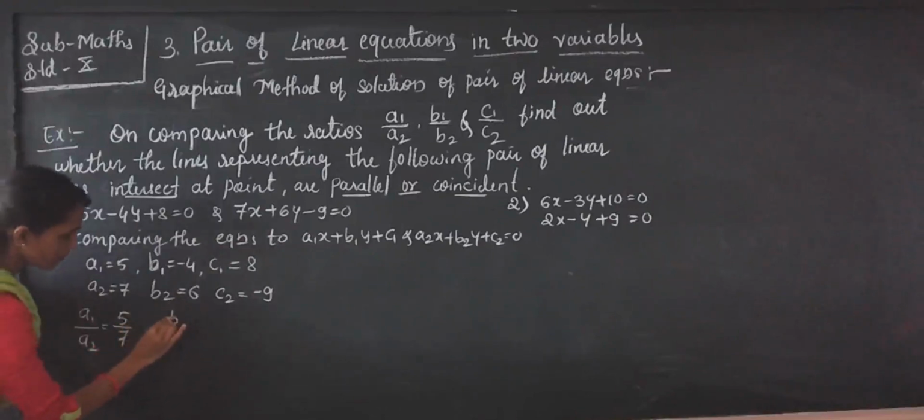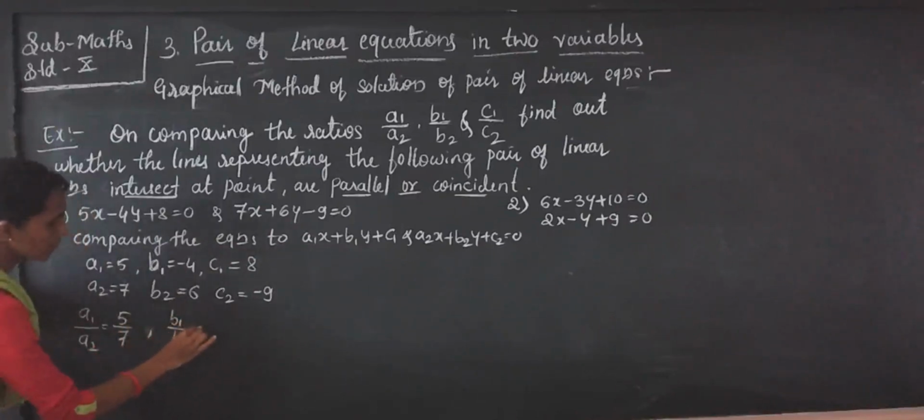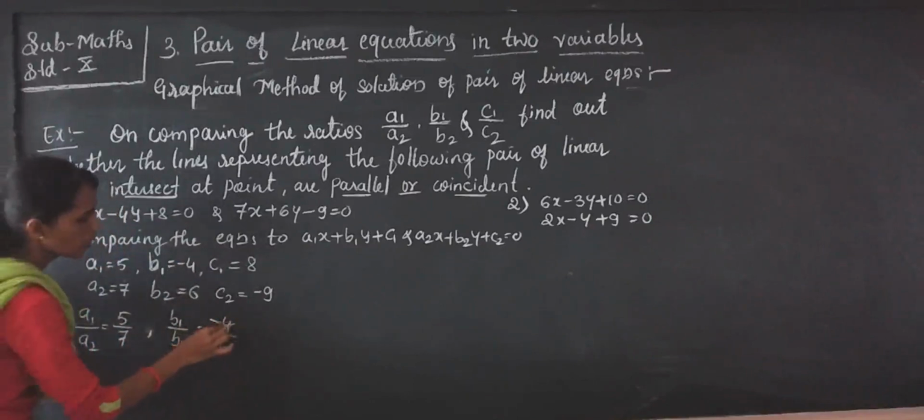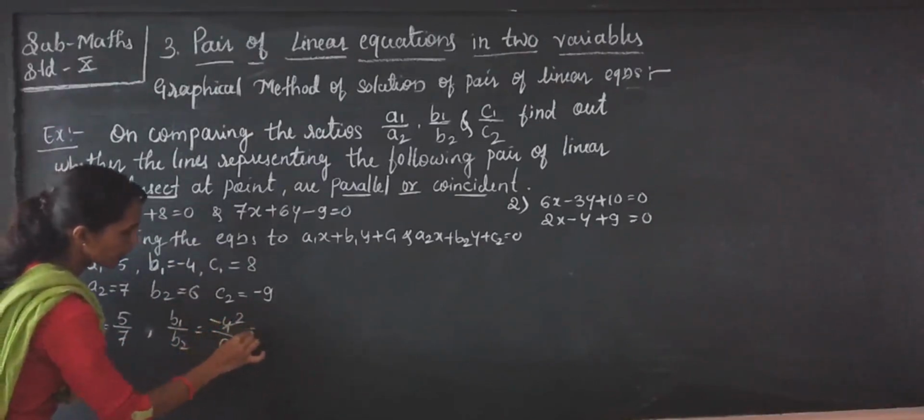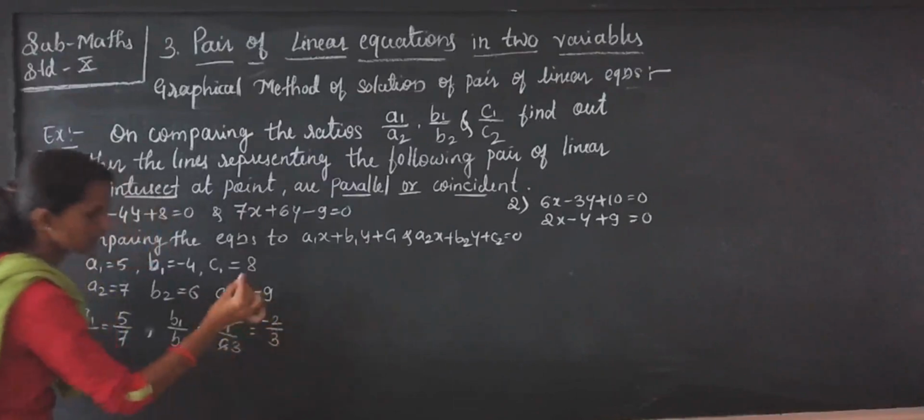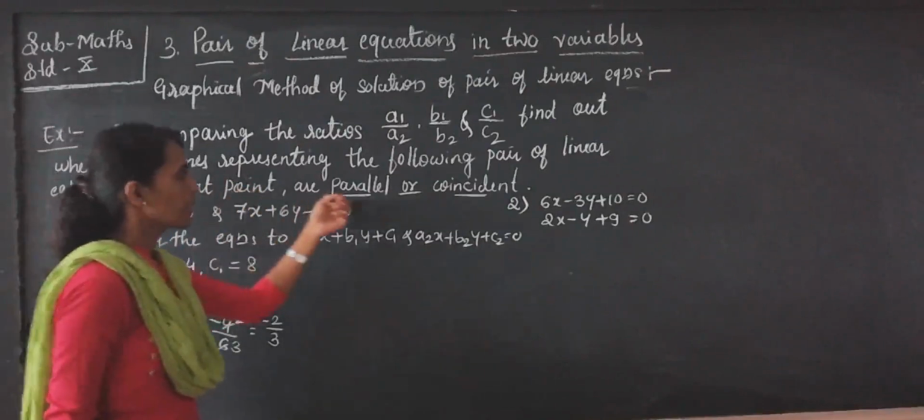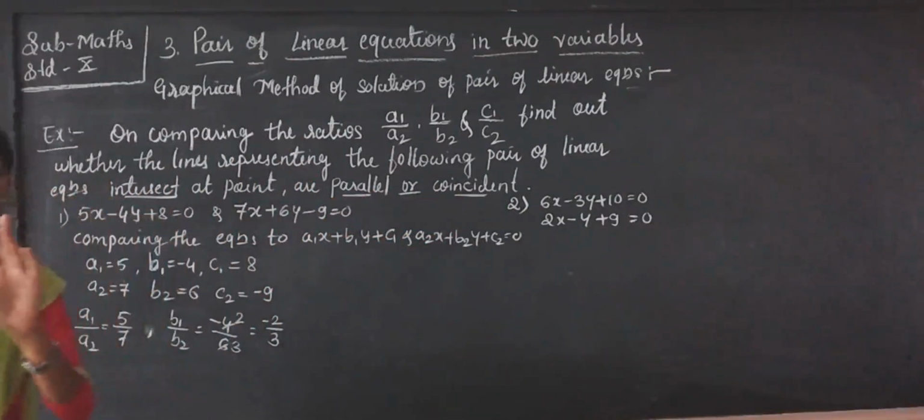So next one, B1 by B2. What will it become? Minus 4 by 6. Minus 4 by 6 means 2 2s are 2, 3s are 3, which gives us minus 2 by 3. So here only we can conclude. There is no need to go for the next one, because A1 by A2, B1 by B2 in all the cases has to become equal, whether it may be intersecting, parallel, coincident.